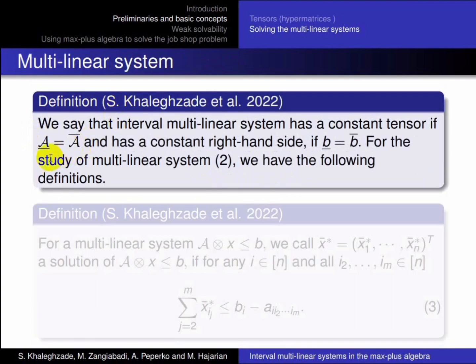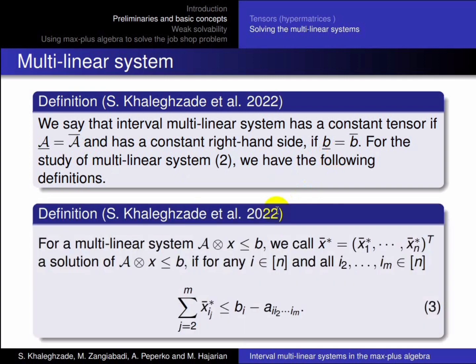If underline A equals overline A and underline B equals overline B, we say that an interval multilinear system has a constant tensor and has a constant right hand side. Now we have the following definitions.